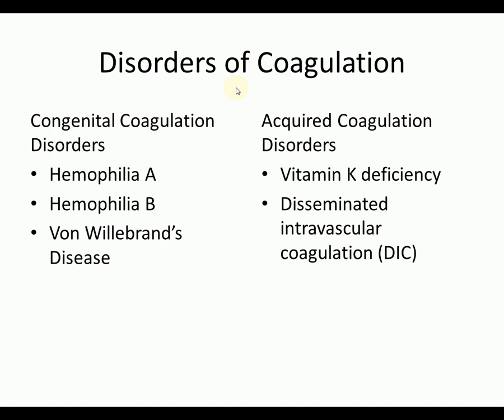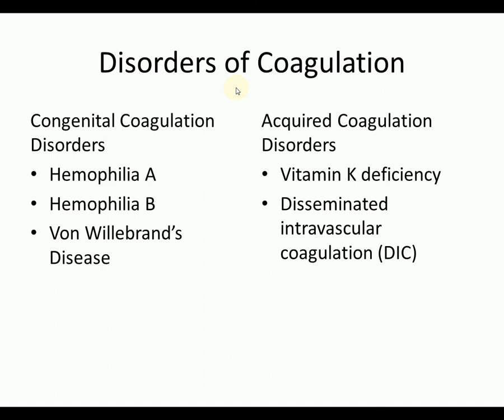Von Willebrand's disease, or VWD, is another hereditary bleeding disorder characterized by deficiency, abnormalities or absence of proteins called von Willebrand's factor, and a deficiency in factor 8. Von Willebrand's disease affects both males and females.